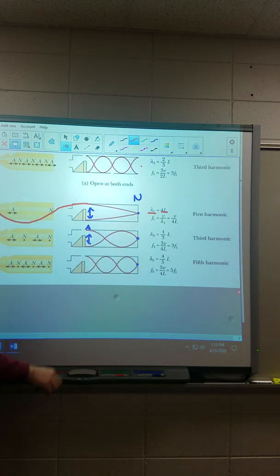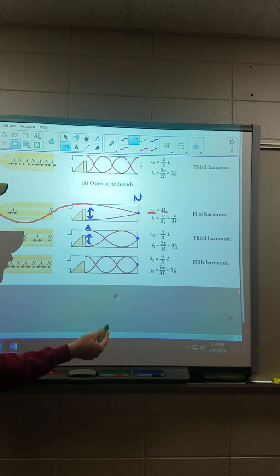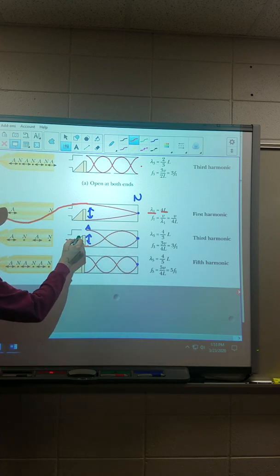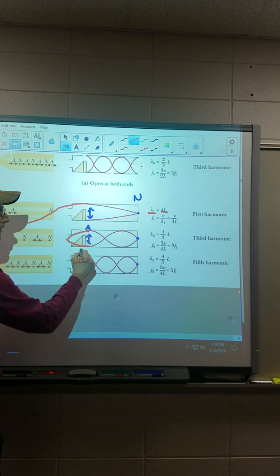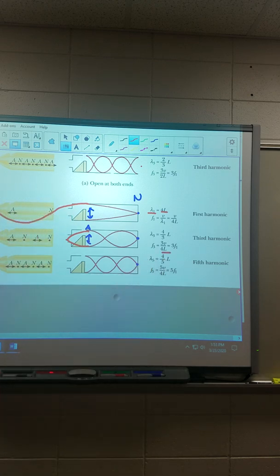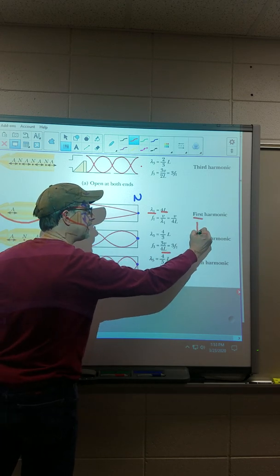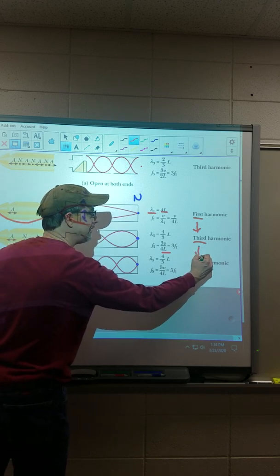When I get to my next possible harmonic here, something odd happens, and I mean that quite literally. I can only create odd harmonics because now my next wave right here would be completed like so. And if that's the case, now the length of this tube is 3/4 L, okay? This is actually going to go from my first to my third harmonic. I completely skip my second harmonic. My next harmonic is going to be my fifth harmonic.